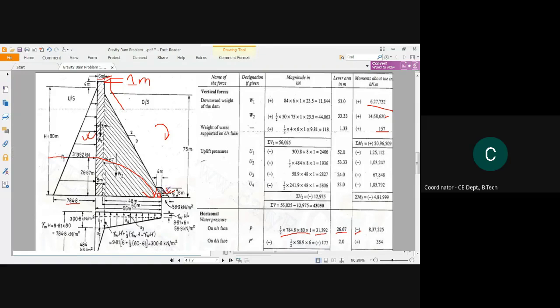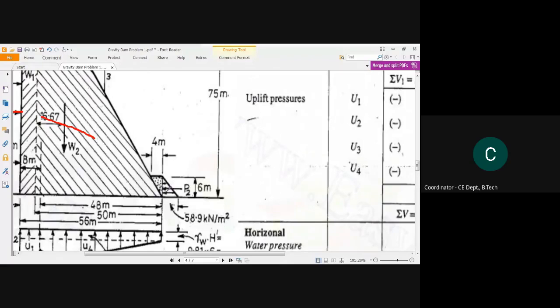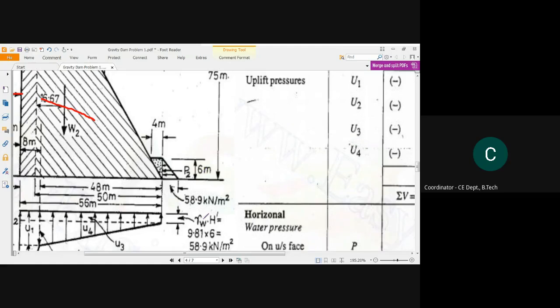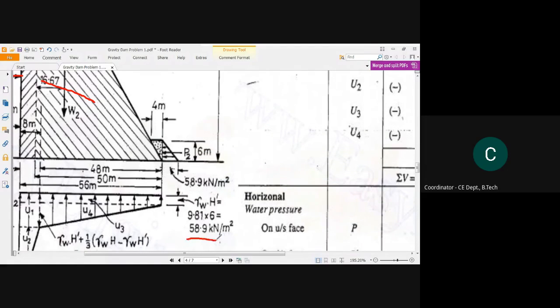Now at the downstream face, the tailwater will be creating a similar triangular pressure profile. From that triangular profile, we can get the force by calculating the area of the pressure. The water pressure at the base will be gamma w into h dash. So gamma w is 9.81 into h dash, which is 6 meters. See, this is our pressure at the base.